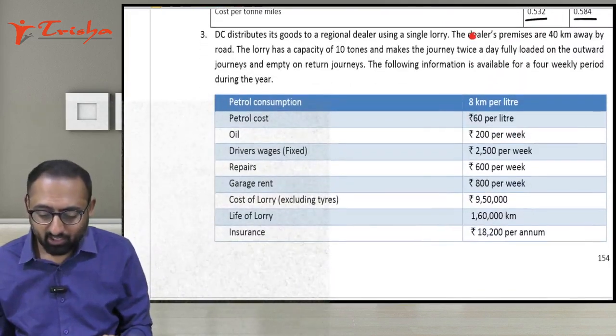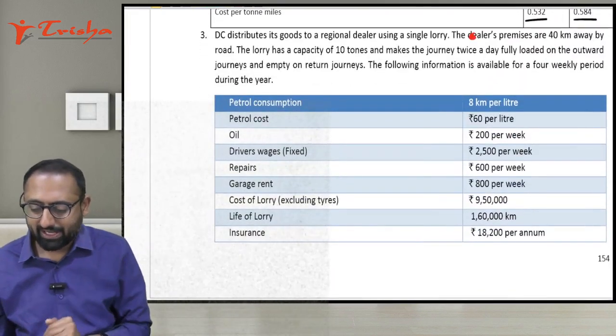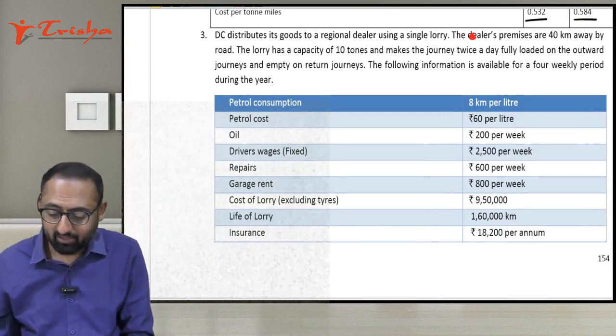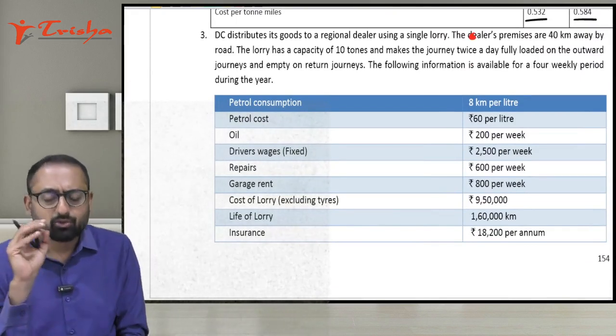Okay, now let's work on the next question. We will solve a similar question. Let's go to the third question.